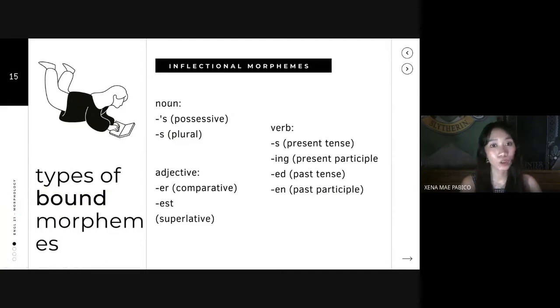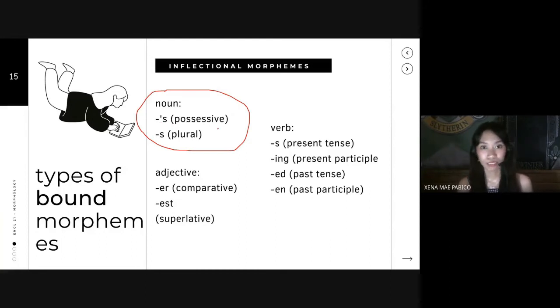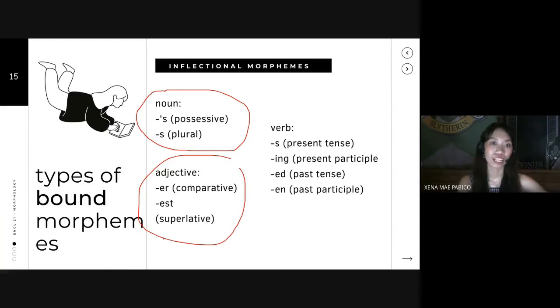For nouns, we have the possessive apostrophe S to indicate possessiveness: Jairus's dog, Raymond's light, like that. And the morpheme S to indicate the plural form of a noun. For adjectives, there are ER and EST to indicate comparativeness and superlativeness.